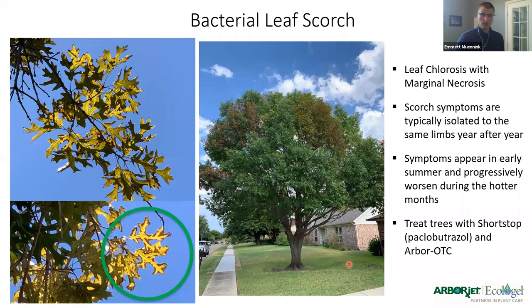Surprisingly enough, with BLS, you can actually treat with paclobutrazol as a long-term kind of keep the symptoms at bay approach. That paclobutrazol is going to help the tree not get those scorch symptoms as bad. It's doing absolutely nothing to the bacterial pathogen. It's just helping that tree be more healthy and helping it retain more water so you don't get those scorch leaves nearly as bad. In this case, you would also want to use Arbor OTC, which is an antibiotic that can be applied.